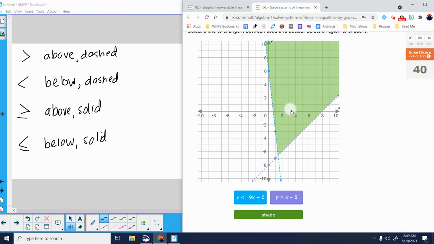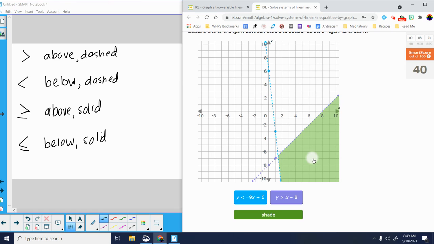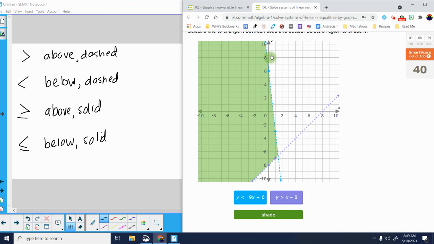So where is above purple and below blue? Here is above both. Here would be below purple, but above blue. I want below blue, above purple. That's going to be here, because this is the ground of blue, below blue, but it's the sky of purple. So this is where we are below blue and above purple.